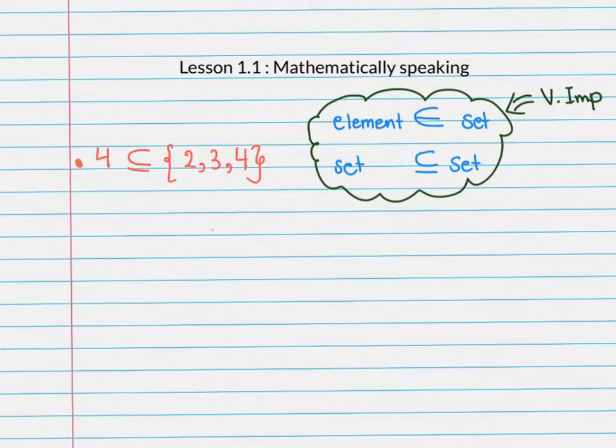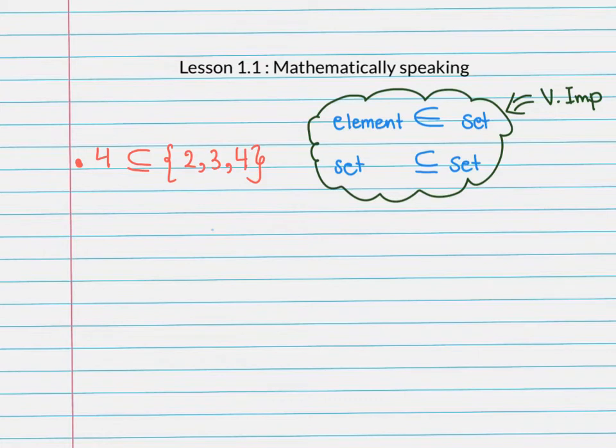Another example here, it says that we have element 4. Why is it an element? It doesn't have any curly brackets around it. Subset, the set that has the elements 2, 3, and 4. Is this statement true or false?